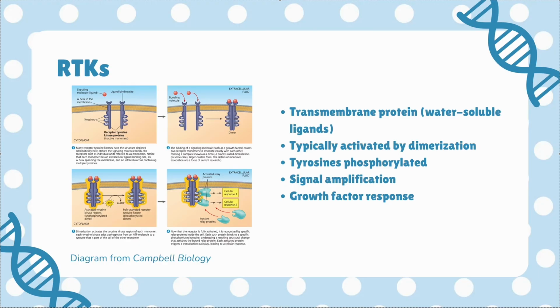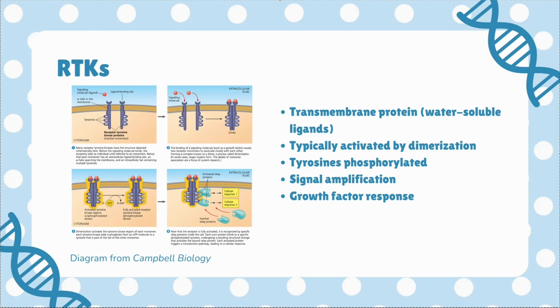Now, RTKs are usually activated by dimerization. So when 2 receptor tyrosine kinases come together, they're usually activated. And then the tyrosine residues are phosphorylated, which fully activates the receptors. And then various relay proteins and enzymes can bind to these tyrosine residues and can be phosphorylated or activated, and then go on to activate more proteins and eventually lead to the cellular response.